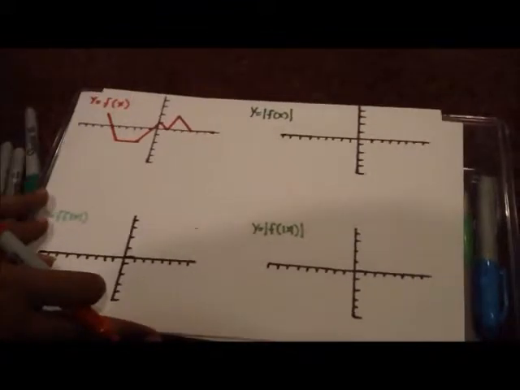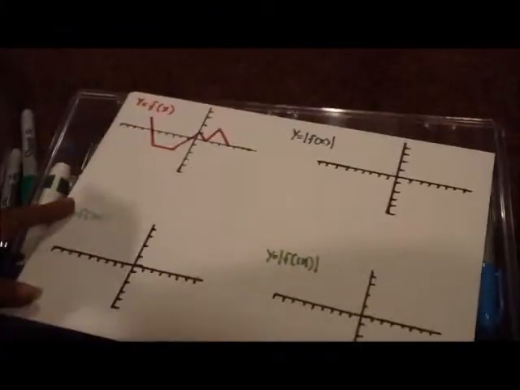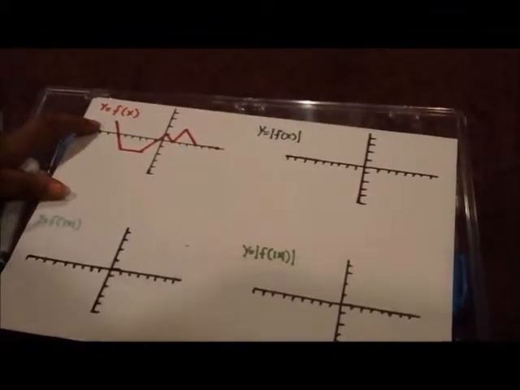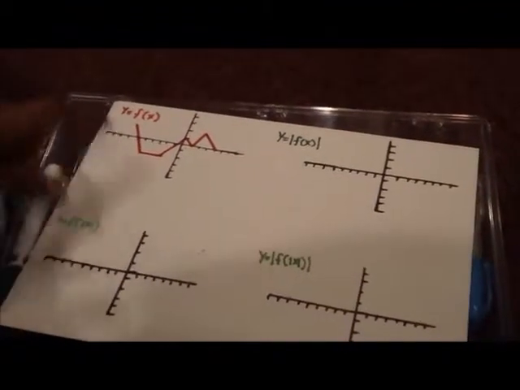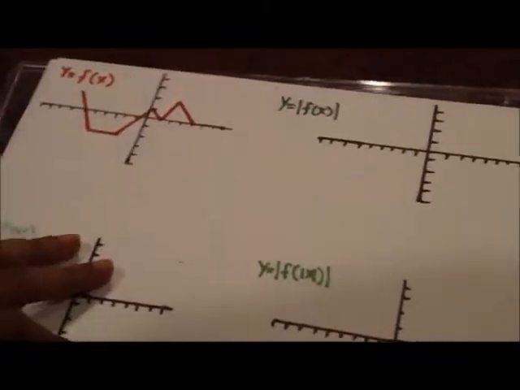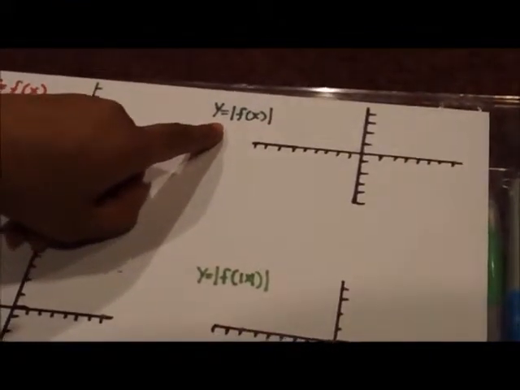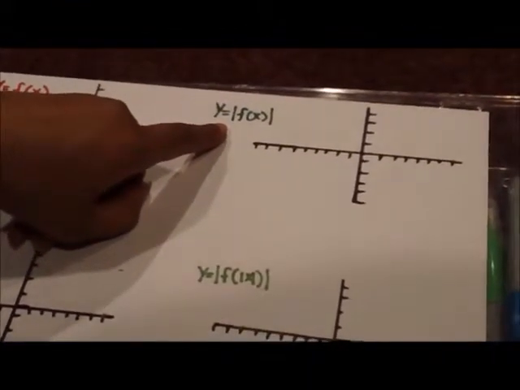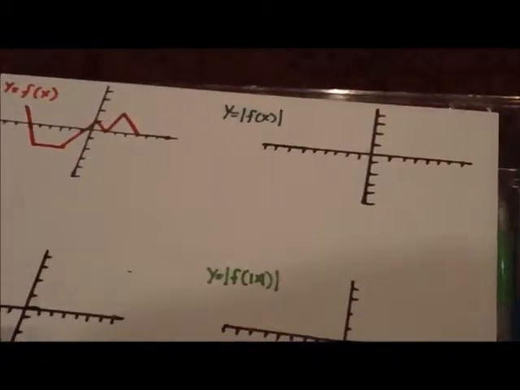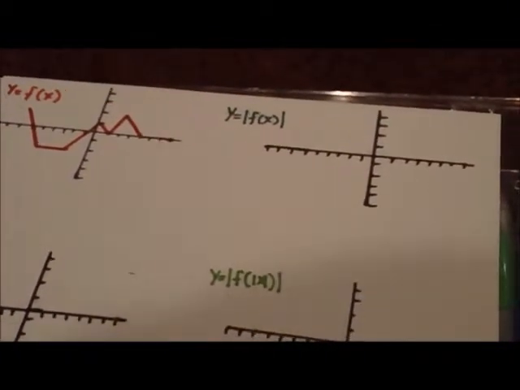Absolute value can be modeled by functions. This is our original function, y equals f of x. The first absolute value transformation is y equals the absolute value of f of x. You can think of this as a vertical transformation because all y values of the graph must be positive.